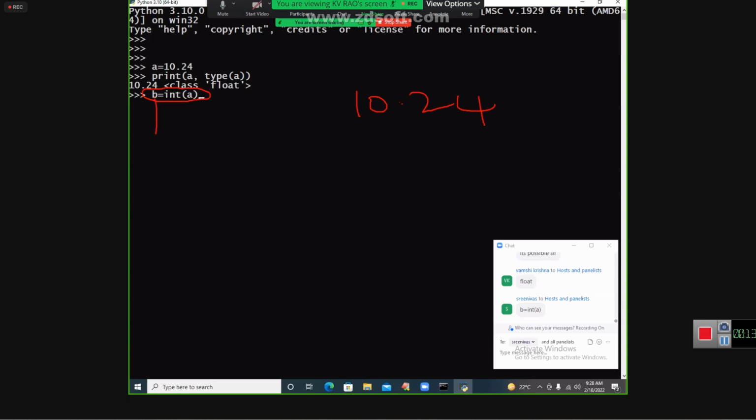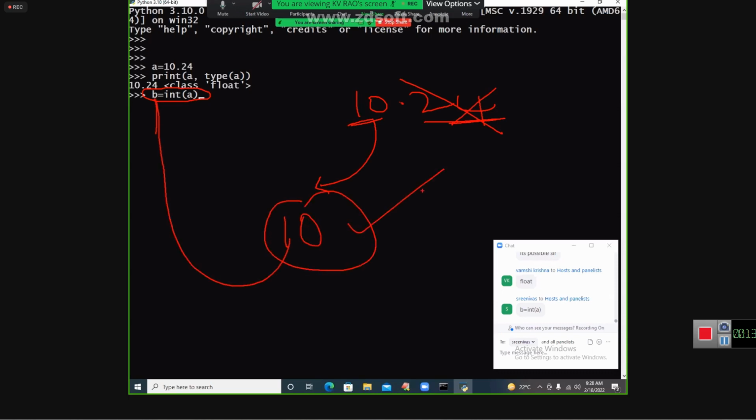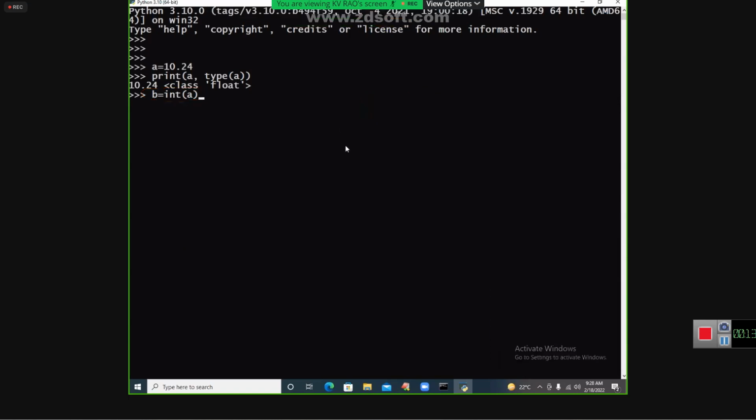That means in this floating point value, there is an integer part and a decimal part. This decimal part will not be converted. Only 10 will come into the picture. So the value of B is 10, and this is the value that will be printed. Now press enter. Print of B comma type of B. What is the value of B? Very good. Now see that 10 is coming.